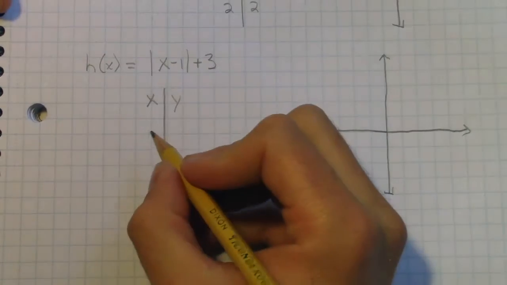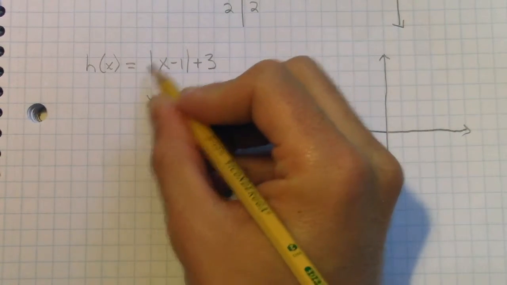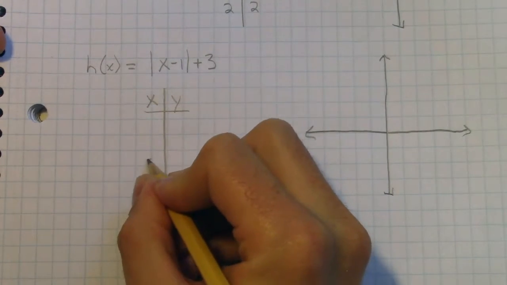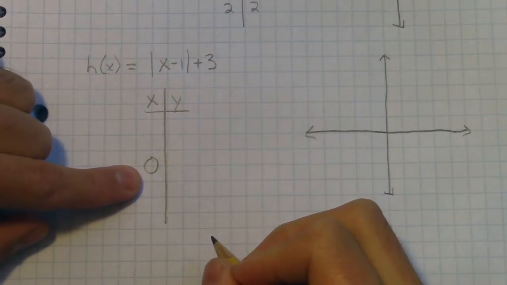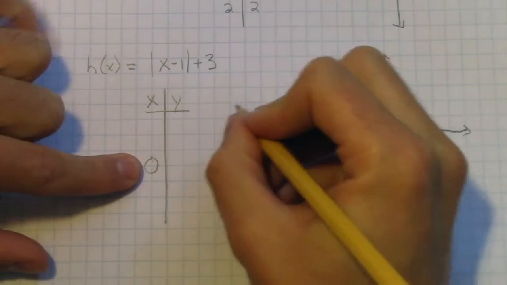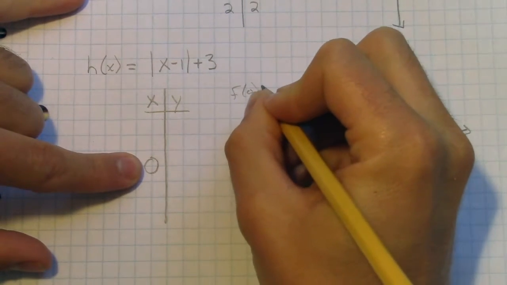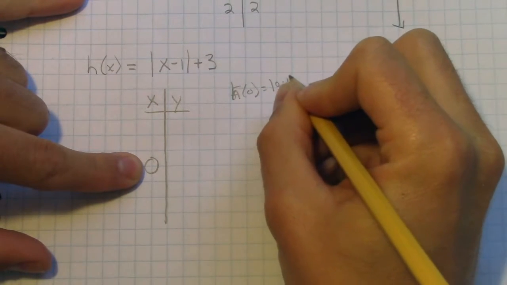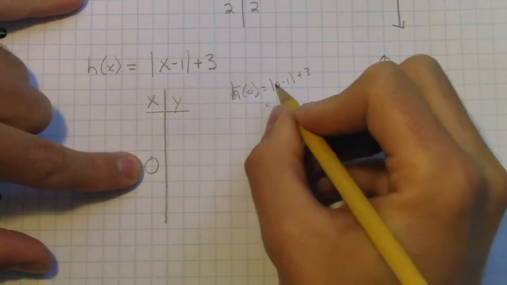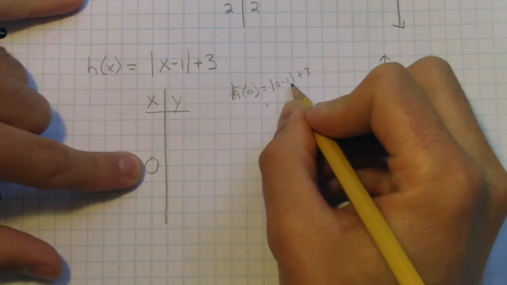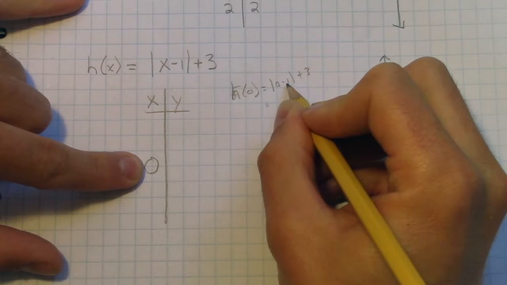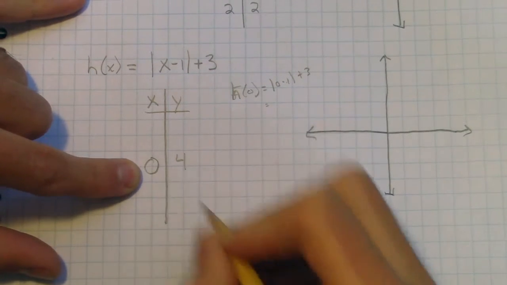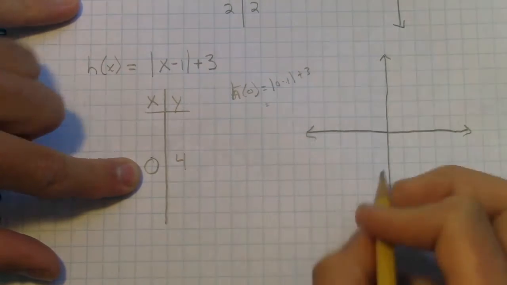So we've got h of x equals the absolute value of x minus 1, plus 3. All right, so what happens when x is 0? Let's just start with 0. H of 0 is going to be the absolute value of 0 minus 1, plus 3, right? So 0 minus 1 is -1. The absolute value of -1 is +1. So +1 plus 3, that's 4, right? So when x is 0, I get an output of 4.